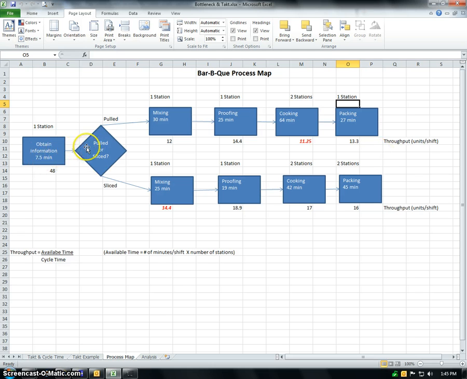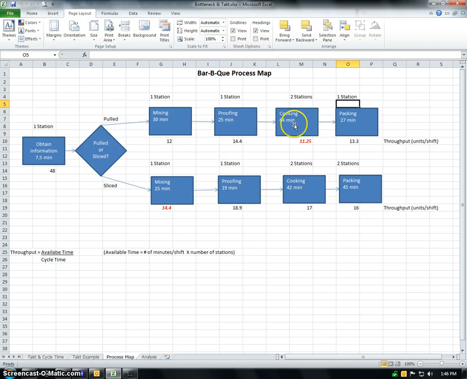Then those orders kind of split up here, and we'll start looking at, well, how much can we mix through the pulled station? Again, 1 station, 360 minutes available divided by 30-minute cycle time. So this station can process 12 units or 12 orders every shift.